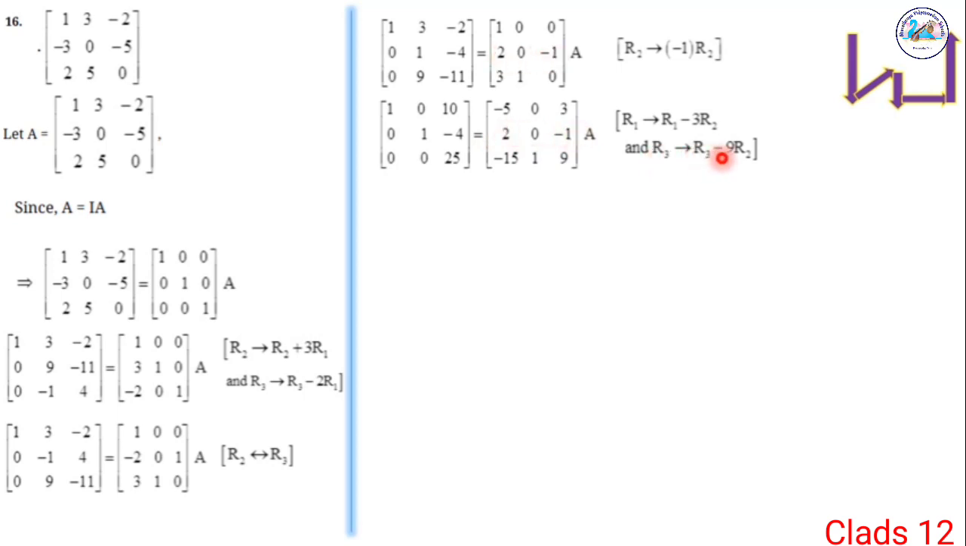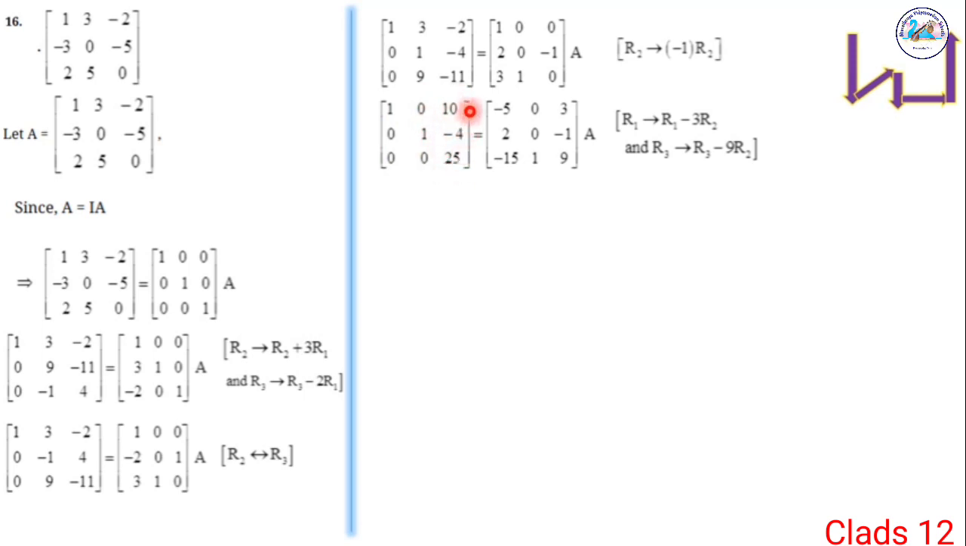And R3 changes to R3 minus 9 R2. R3 is 3 minus 9 into 2, that is 3 minus 18. 3 minus 18 is minus 15. Next R3 is 1. 1 minus 9 into 0 is 1. Next 0 minus 9 into minus 1, that is 0 plus 9, that becomes 9.